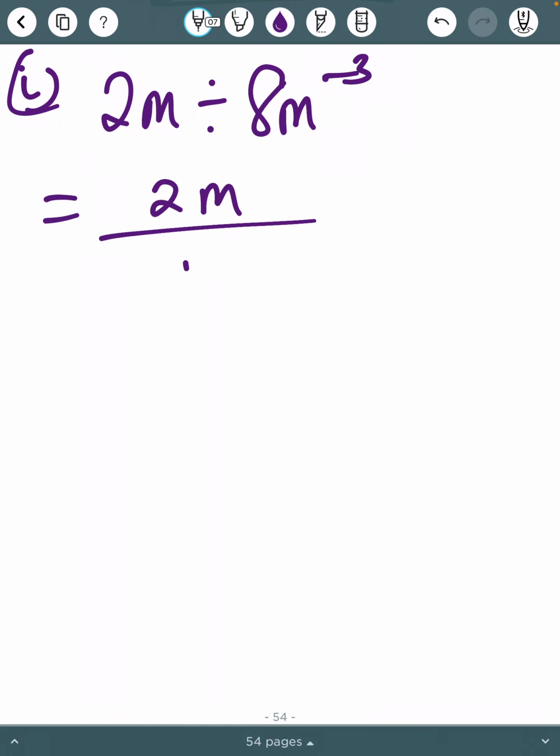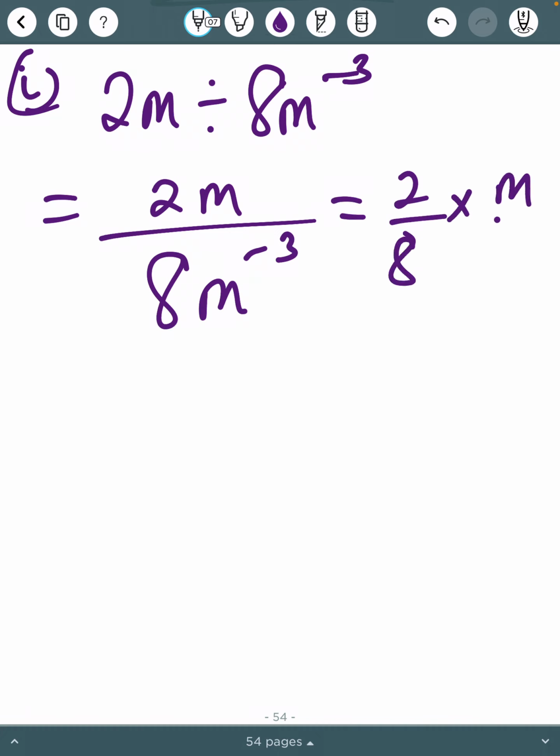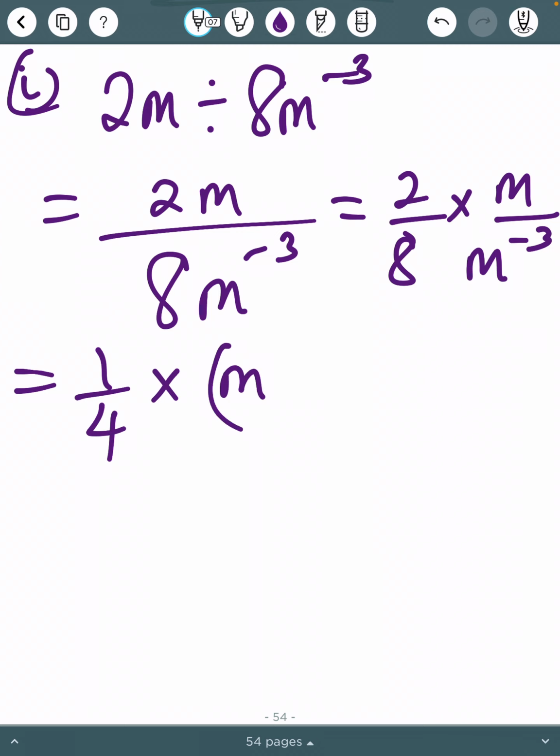Question I is 2m divided by 8m raised to power minus 3. So that's 2m over 8m raised to power minus 3. So that's 2 over 8 times m over m raised to power minus 3. 2 over 8 is 1 over 4 times m divided by m raised to power.